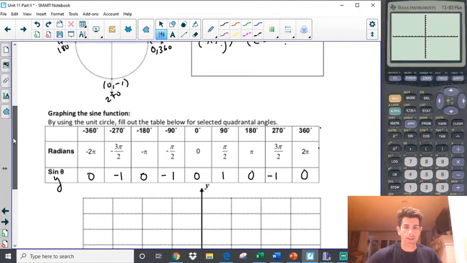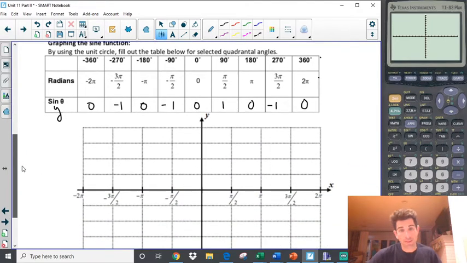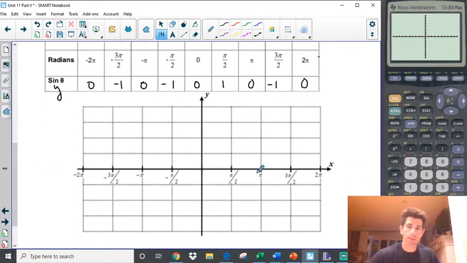Now if I went ahead and graphed this, this is the coordinate plane we're going to start to get used to. So right here at 0, your first is pi over 2, pi, 3 pi over 2, and 2 pi. And then if you went in the negative direction, it's the same: negative pi over 2, negative pi, negative 3 pi over 2, and negative 2 pi. So if we go ahead and graph these points, let's see what we get. At negative 2 pi, it's 0.